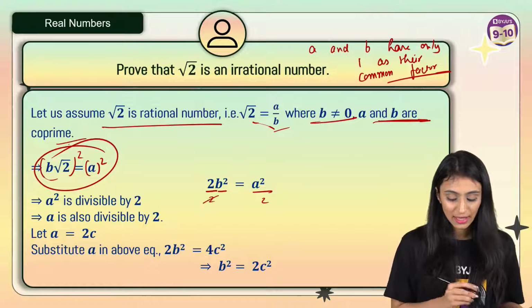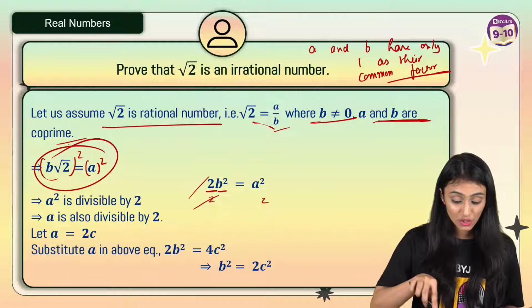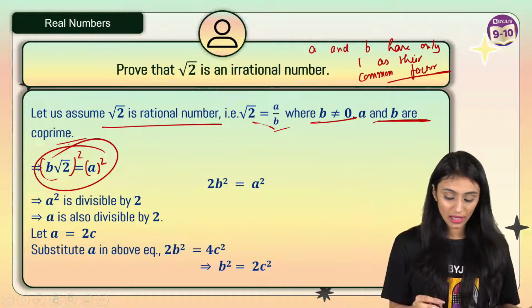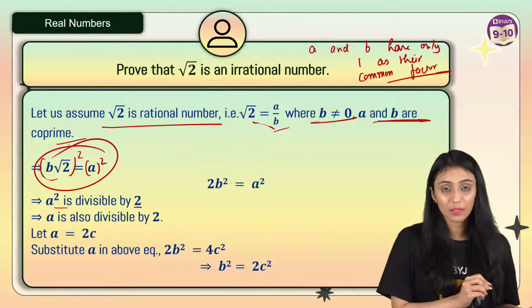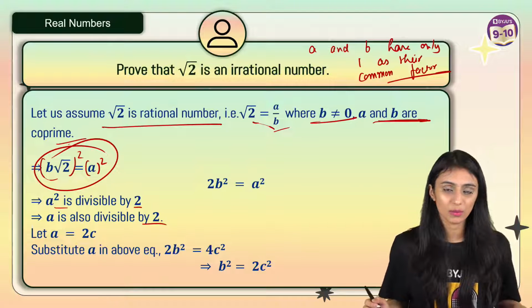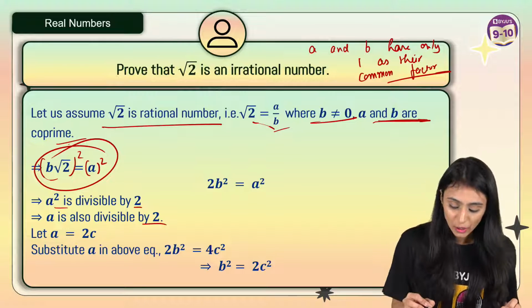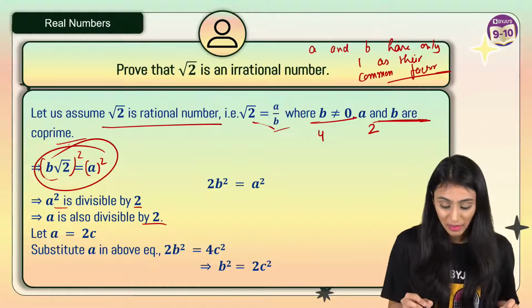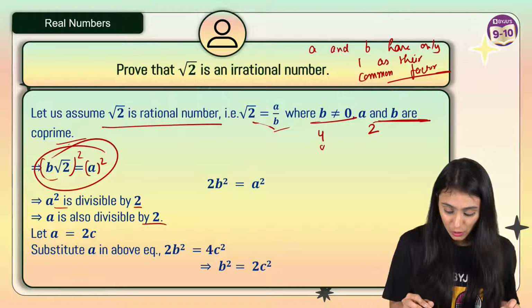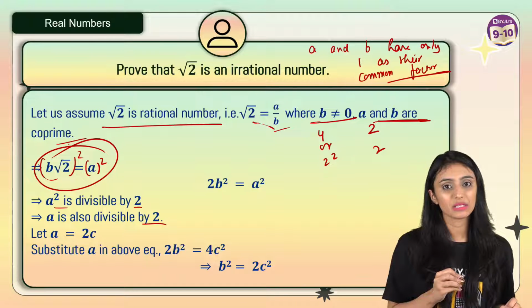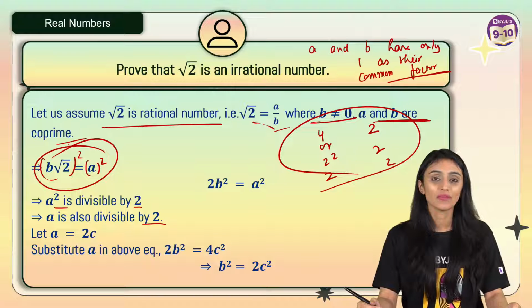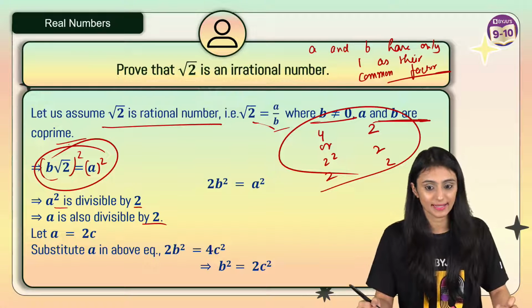This shows that 2 divides B square. That means it should divide, here 2 is dividing B square, right? And A square is divisible by 2, so you can say that A will also be divisible by 2. Let me give you one example. 2 square, that is 4. 4 is divisible by 2, right? That means 4 could be written as 2 square. I can say 2 square is divisible by 2. That means 2 is also divisible by 2. This is nothing but the fundamental theorem of arithmetic which states it.